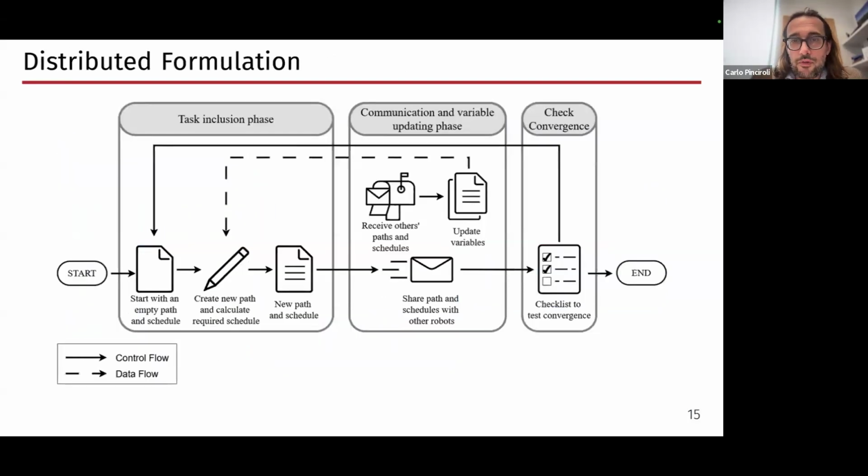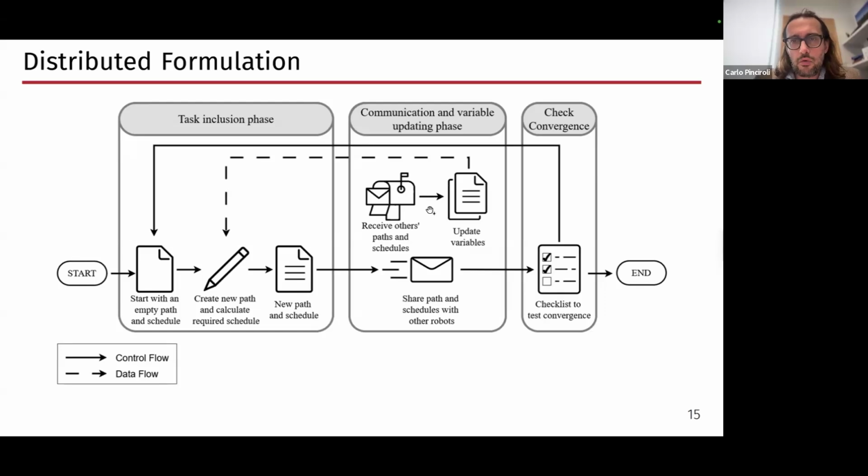And then we have a distributed formulation, which is essentially mimicking the three phases. So we have a task inclusion phase in which a robot picks a task and decides to add itself to that one. And then it keeps doing it until there is essentially a path for that robot that is selfishly built. And then the robots share their paths.